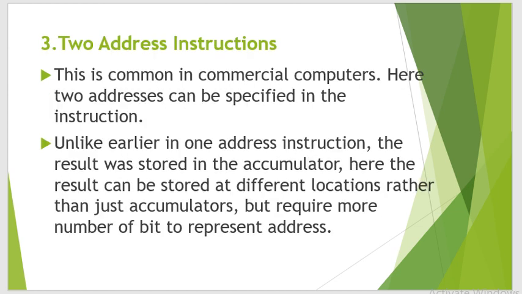The two address instruction is common in commercial computers. Here, two addresses can be specified in the instruction. Unlike earlier, in one address instruction, the result was stored in the accumulator. Here, the result can be stored at different locations rather than the accumulator, but it requires more bits to represent the addresses.